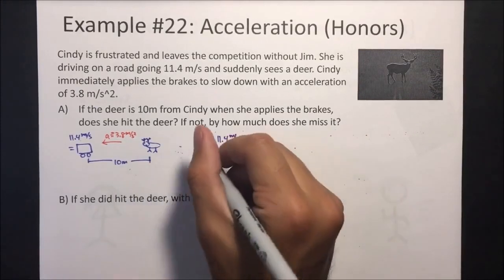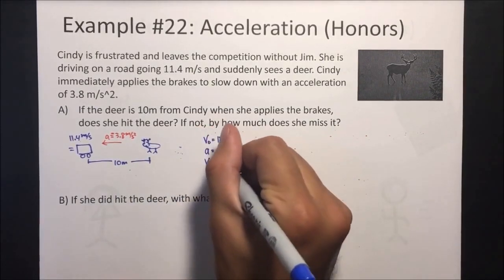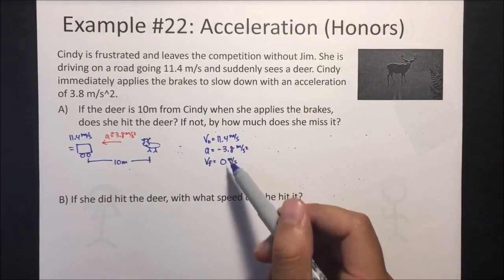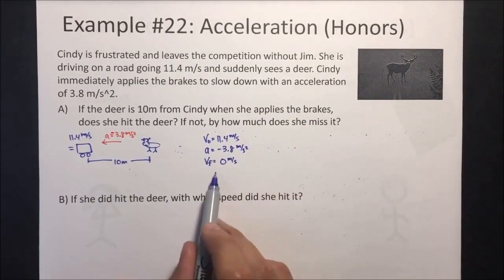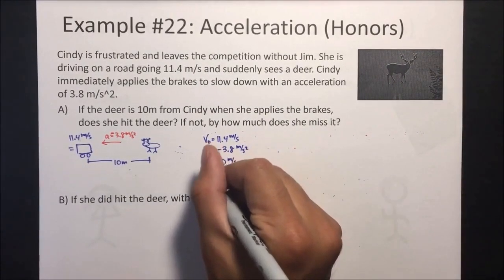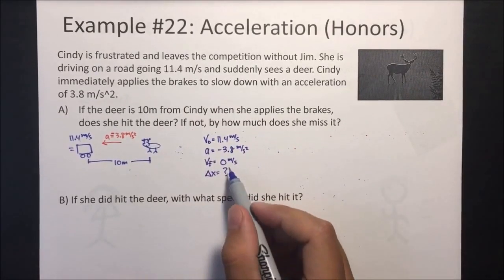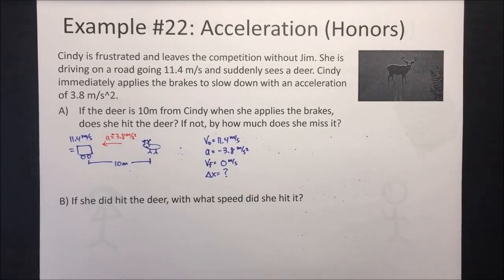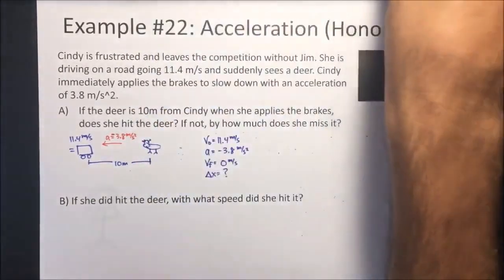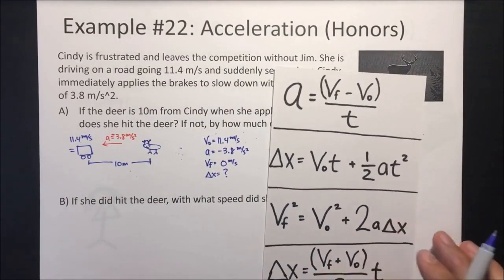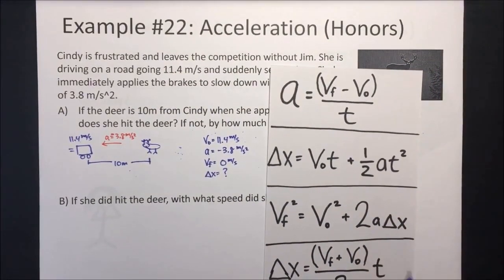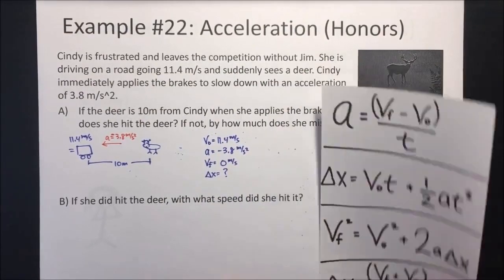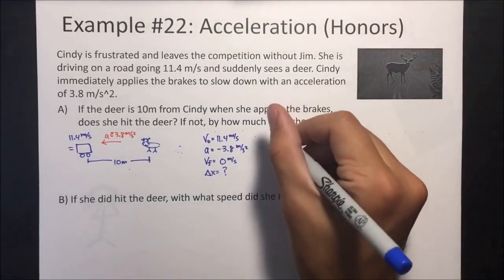And when she comes to her stop, the final velocity is going to be 0 meters per second. That being said, we want to find out how far she has gone when the car has finally come to a stop. So we want to find what the displacement is when the car is going 0 meters per second. Hopefully it's before 10 meters so she doesn't hit the deer. Now, again, let's look at our formula sheet and see which one we're going to use. Again, we're going to notice that this formula here is the one that has all 4 of these variables. So we're going to use our formula.